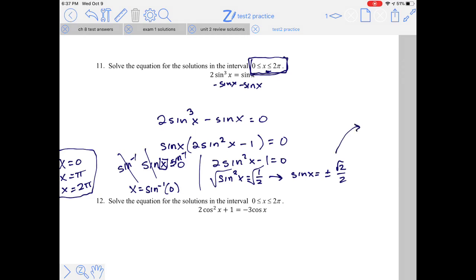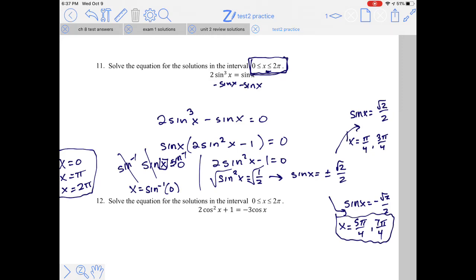So this actually has to split into two equations to solve. We need to solve sine x equals positive root 2 over 2, and we need to solve sine x equals negative root 2 over 2. So where do we have y values on the unit circle of root 2 over 2? Pi fourths? 3 pi fourths. And the negative y values of root 2 over 2? 5 pi fourths, 7 pi fourths. Whew. So we had a few solutions to that problem.